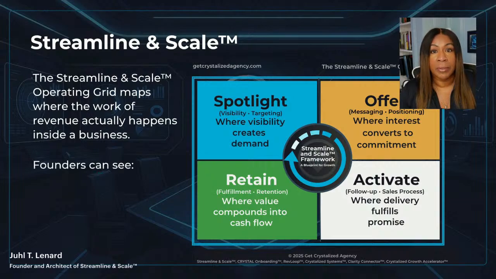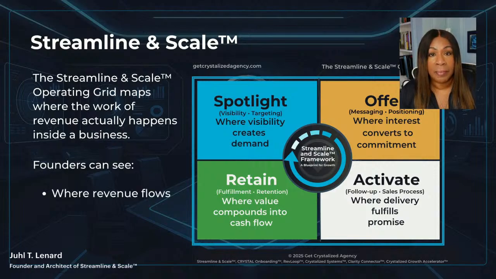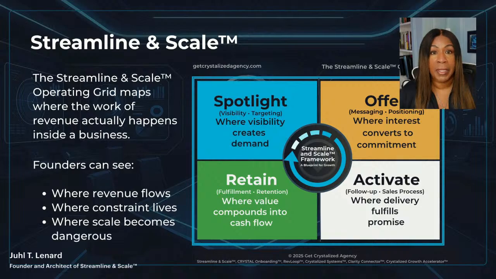Okay. So the founder, these are the things that the founder can see: where revenue flows, where constraints exist, and most importantly, where scale becomes dangerous.